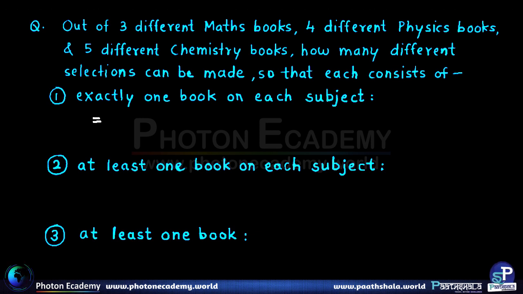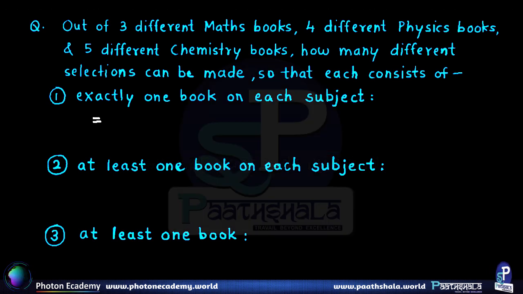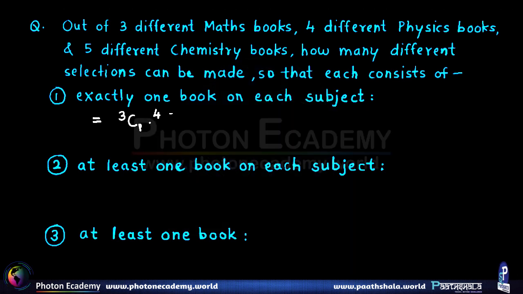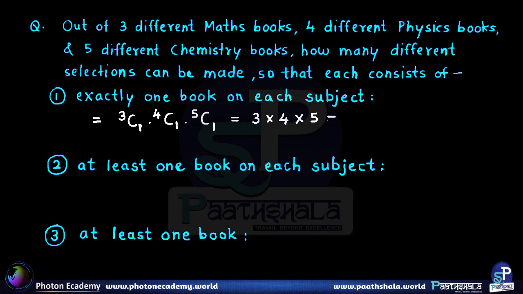And now here we see that for maths there are 3 different books. So exactly one book out of 3 books can be selected in 3C1 ways. Similarly for physics, out of 4 books we can select one book in 4C1 ways. And lastly for chemistry we have 5C1 ways. So that is nothing but the product of 3, 4 and 5, which turns out to be 60.